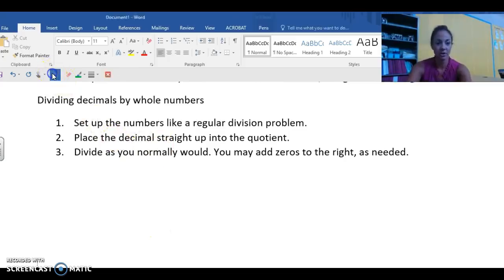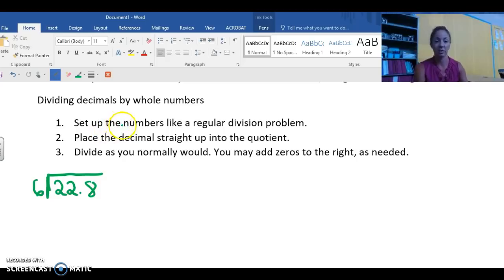So let's try an example of this. We're actually going to do a couple of examples. And in your homework, or at the end of your notes, you're going to do a couple of these all on your own. So let's see. Let's say we have 22.8 divided by 6.